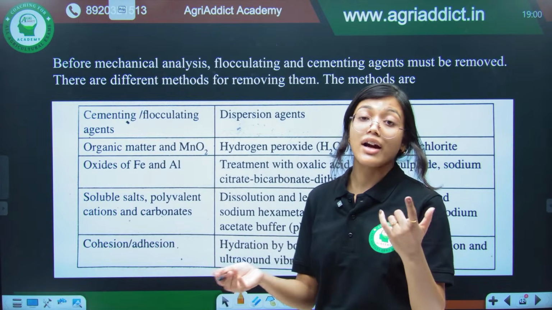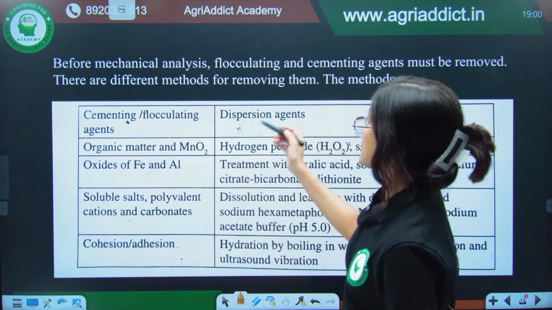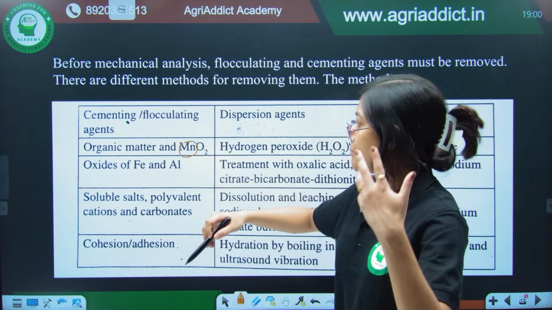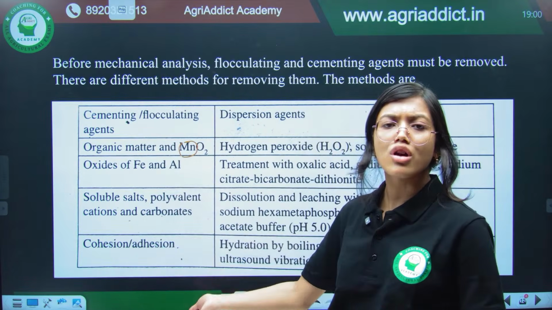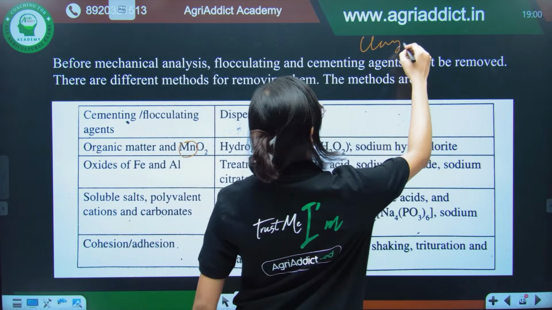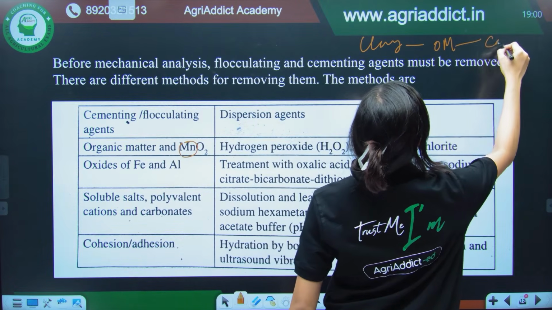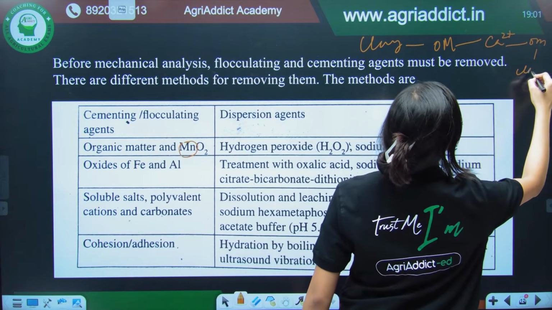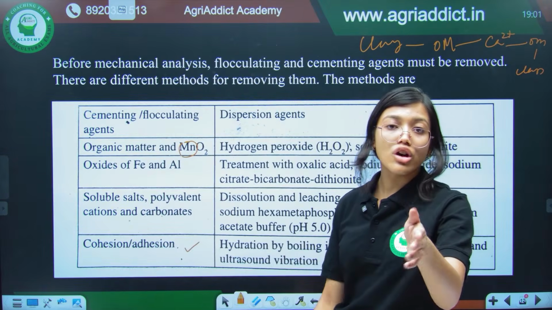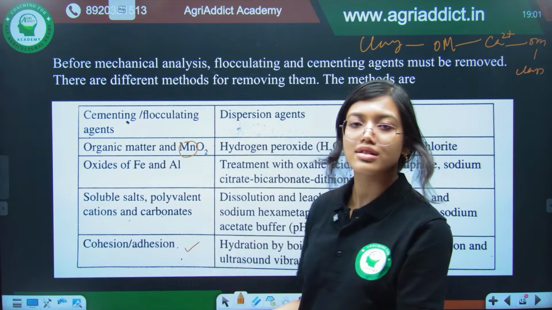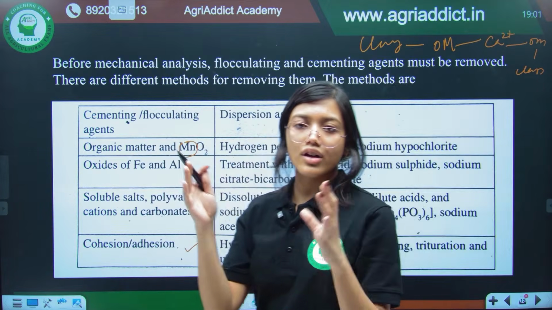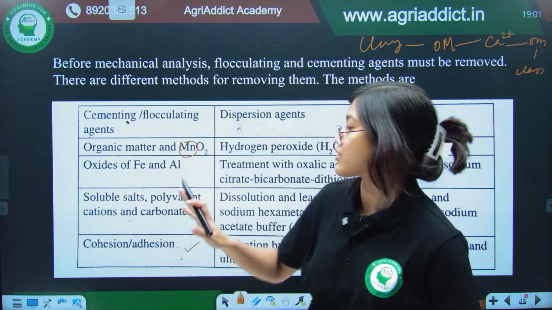So, for isolation, we have to see what the cementing agents are. These cementing agents can be organic matter or the different oxides of manganese, sesquioxides, soluble salts, polyvalent cations, carbonates. They can form bridges, like clay, then organic matter, then a cation, then again organic matter and clay. In this way, it forms a very complex structure, and you need to separate that out. And whether or not your soil has cohesive properties: if it does, it will stick to one another, right? This cementing or flocculating agents, we call it flocculation. I'll explain to you in detail what flocculation is.